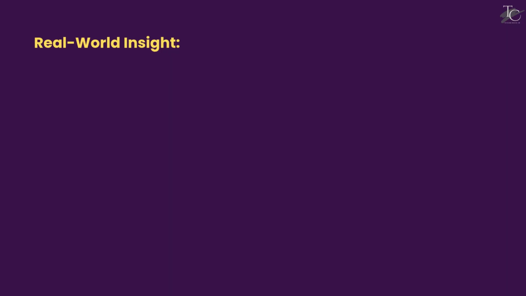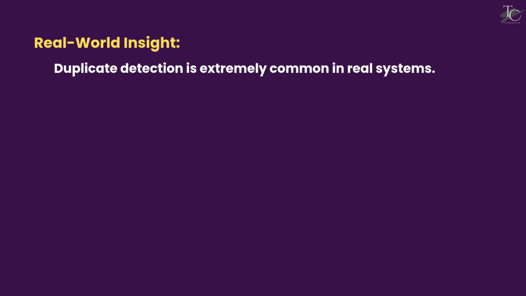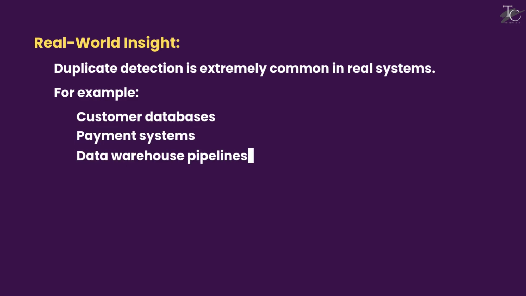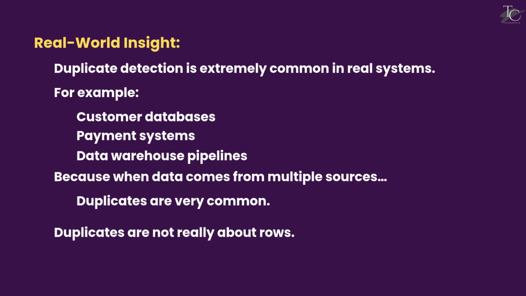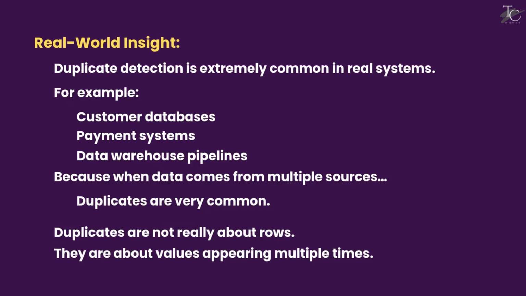And one small real-world insight. Duplicate detection is extremely common in real systems. For example, customer databases, payment systems, and data warehouse pipelines. Because when data comes from multiple sources, duplicates are very common. So the interviewer asks this question to see whether you understand data quality problems. So remember this, duplicates are not really about rows. They are about values appearing multiple times. Once you understand that idea, writing SQL becomes very simple.